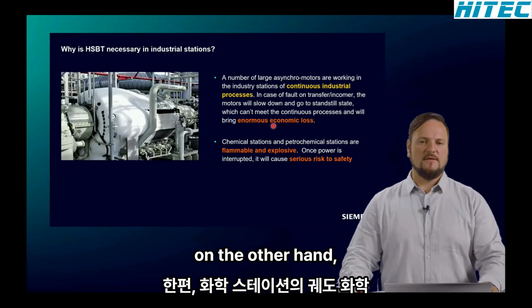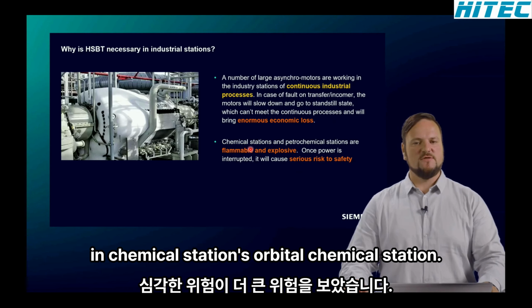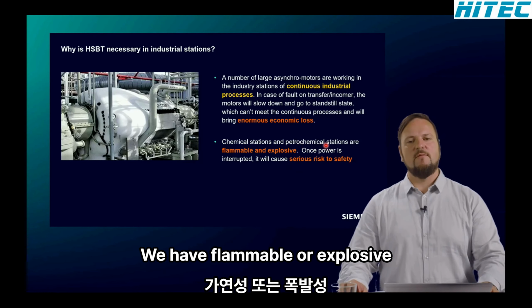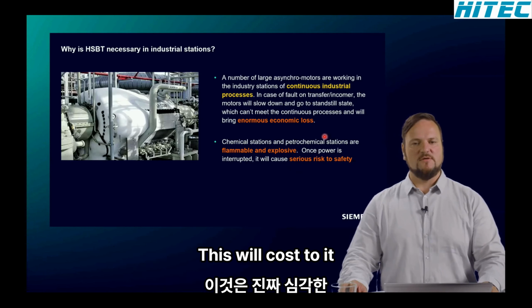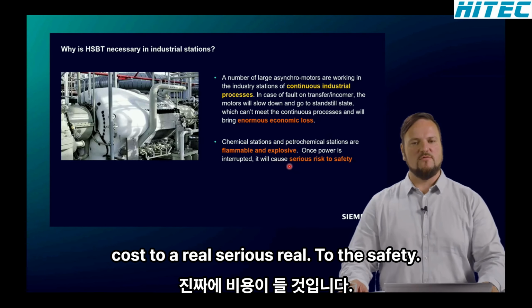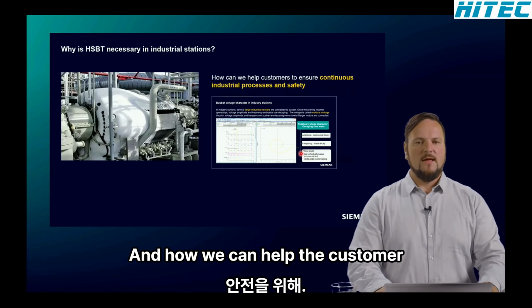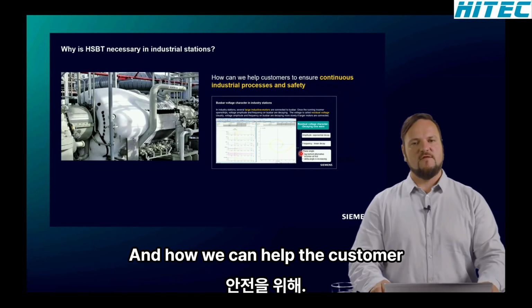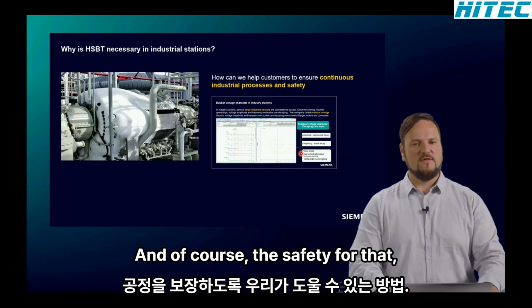On the other hand, I see a bigger, serious risk for safety. In chemical stations or petrochemical stations, we have a flammable or explosive environment. And if the power supply is interrupted, this will cause a serious risk to safety. And how can we help the customer to ensure a continuous industrial process and, of course, safety?